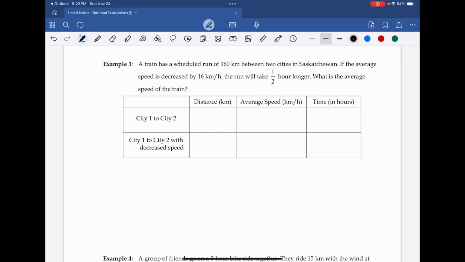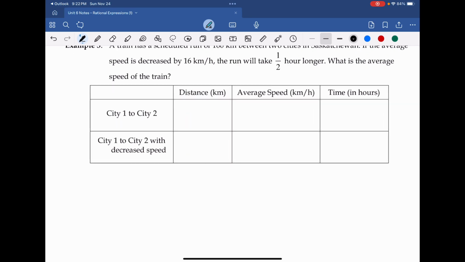So what they mean is that if we take this city 1 to city 2 and we look at one where it's a normal speed and then one where it's decreased speed, let's cover the following. We know that the distance between the two cities stays the same. It's not like the distance between the two cities changes at all when I change the speed. I still have to cover the same distance. Now, the unaffected speed is just going to be x. The affected speed is going to be x minus 16 because it's the average speed but minus 16.